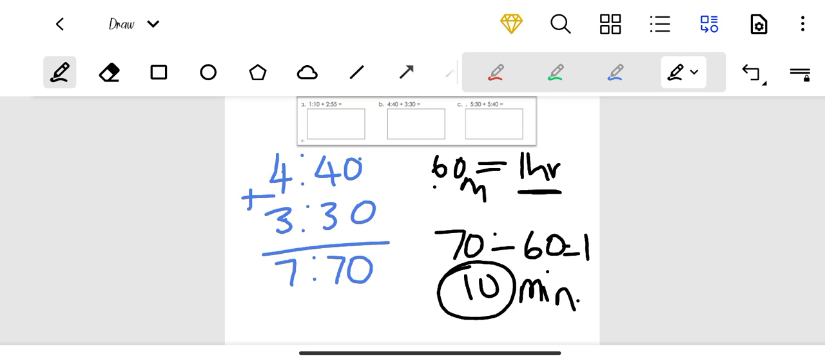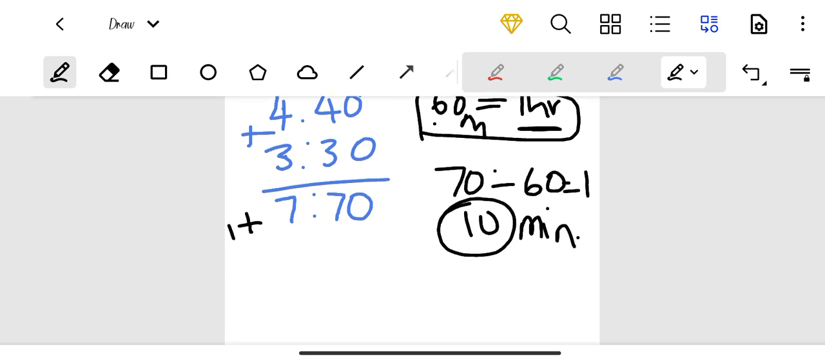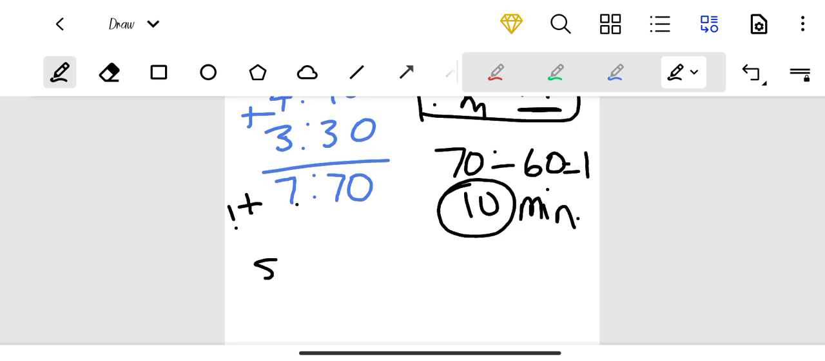And then we have a hanging 1 hour here, so we're going to add it on the 7. We're going to say 1 plus 7 is going to be 8, and then the minutes with 10. So it's going to be 8:10, and then you are done with the final answer. I hope this is making sense.